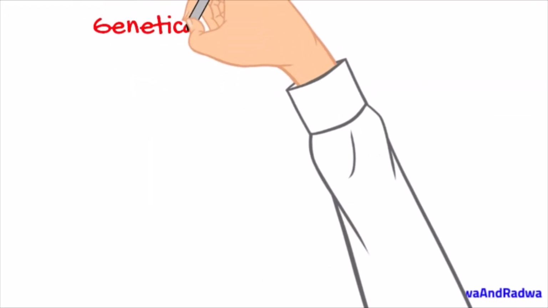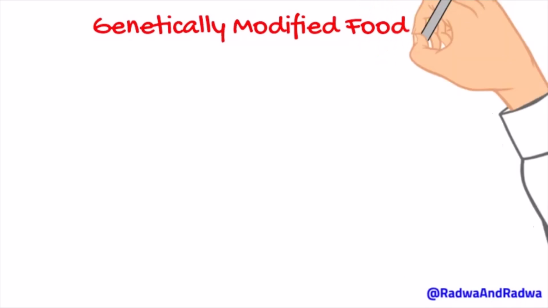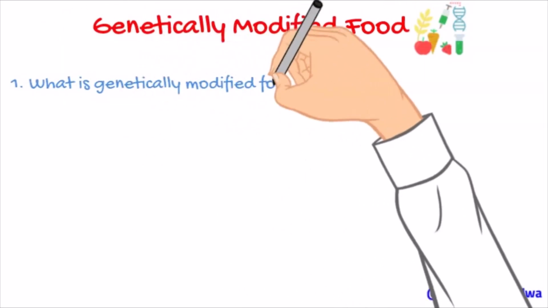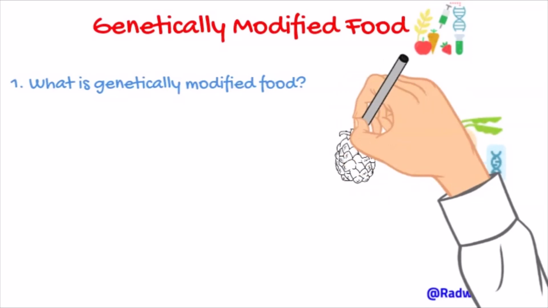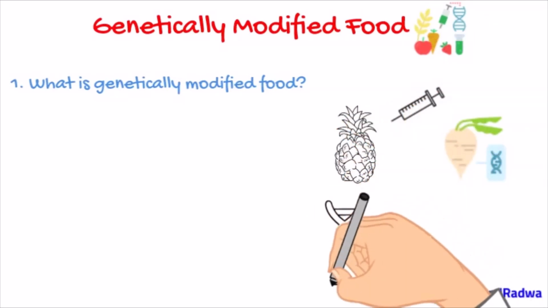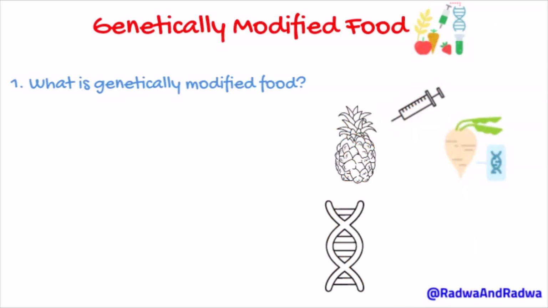In our episode today, we will be discussing genetically modified food. What is genetically modified food? Thanks so much for the question, Radwa. A genetically modified food is a food that originated from a plant where we changed and altered the genes present in that plant. So let's see what options do we have.